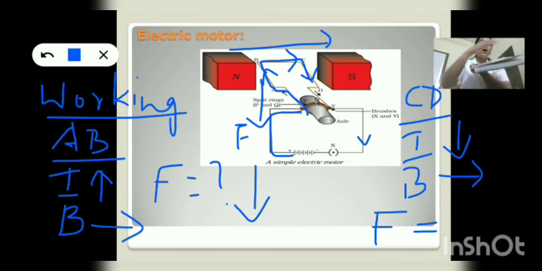And after half rotation, CD comes to this side, AB comes to this side. That means the sides CD and AB just interchange their position. So what will be the direction of current flow through AB and CD now? Just look at that case.